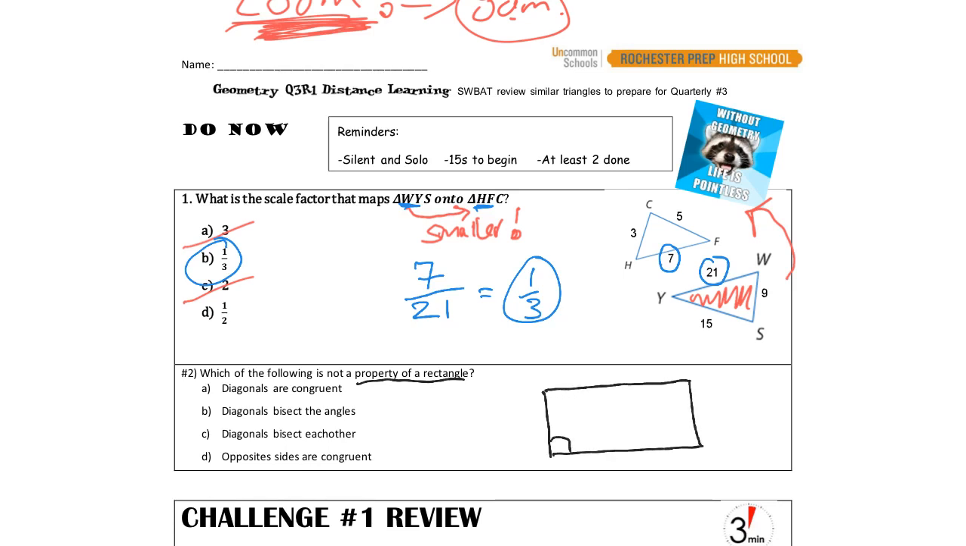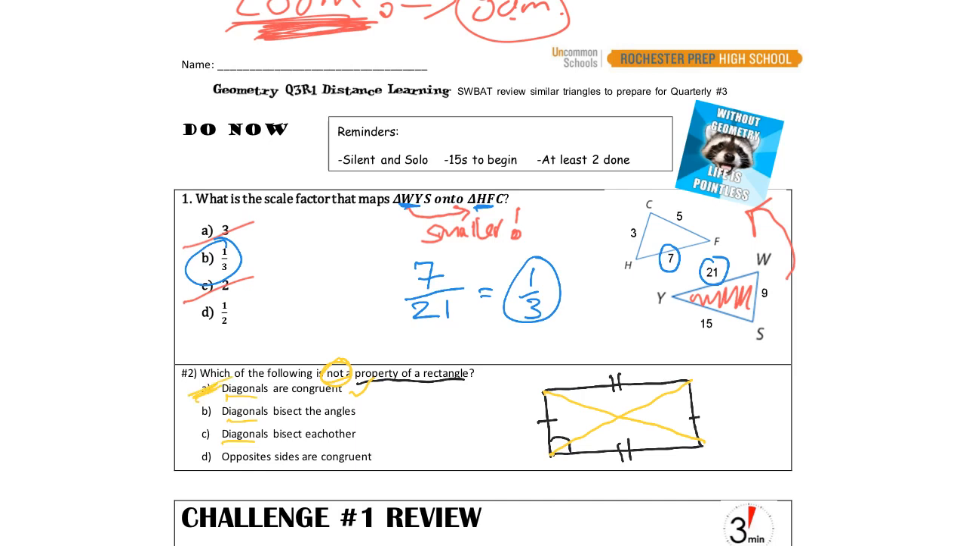So I know I have 90-degree angles, opposite sides are equal. And a lot of these answer choices are talking about diagonals. So I'm also going to draw in the diagonals because there are probably going to be some things about diagonals I want to look at. All right, so are the diagonals congruent? Yes. So we're looking for the one that's not a property. So yes. So A is not right.